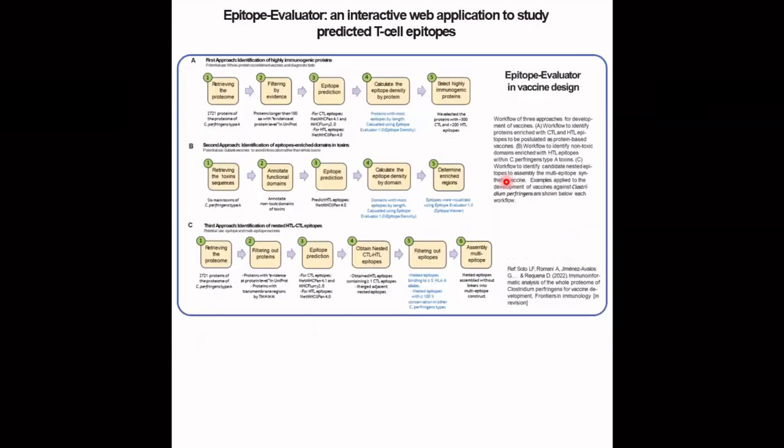So Epitope-Evaluator is very important in vaccine design. For example, we can see that in a first approach, it can help you to identify highly immunogenic proteins that can be postulated as whole protein recombinant vaccines. Also, in a second approach, we can use it to identify domains enriched of epitopes to use as subunit vaccines. And lastly, it can help to filter promiscuous epitopes in order to assemble a multi-epitope vaccine.